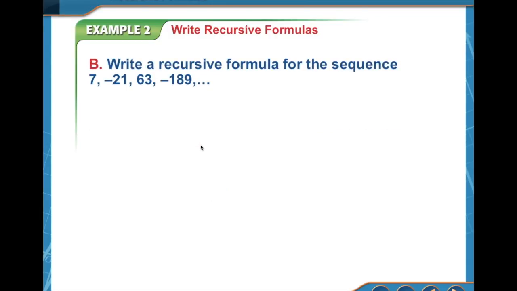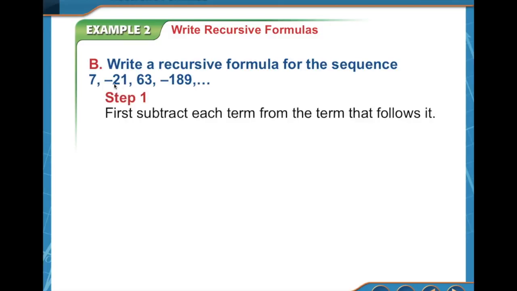So how about 2b? We're asked to write a recursive formula for this sequence. Notice that it is alternating positive and negative signs. So whenever your sequence is alternating signs, you know it needs to be a geometric sequence. If there's a multiplier that is negative, that's the only way you would have it alternate positive and negative like that. So we can already start to think that it's going to be geometric.